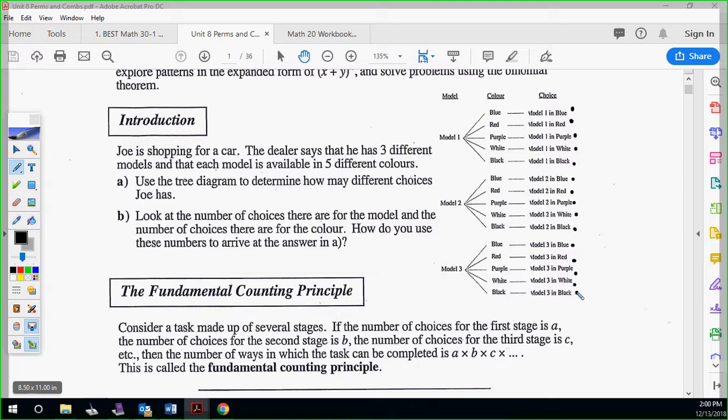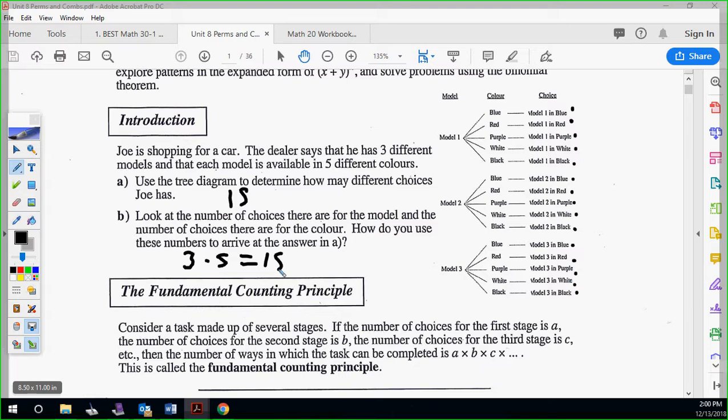So let's look at the number of choices in the model and the number of choices of color. How do you see these numbers to arrive at the answer? Well, in answer A, when we count, we get 15. There's 3 models and there's 5 colors, and so we get the 15 options. That's kind of the beginning of the fundamental counting principle.